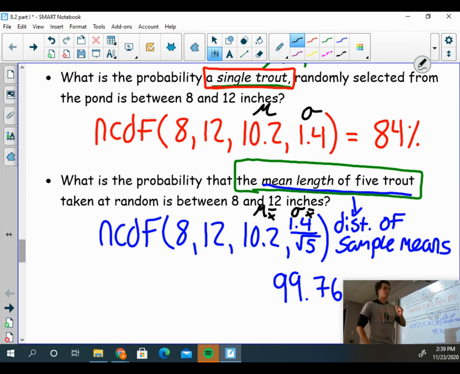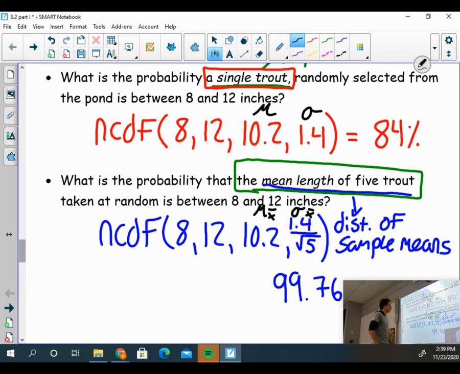Theorem 1 says if the population's normal, the distribution of sample means is normal, which allows us to use tools like normal CDF. But we need to interpret, since we have two normal distributions going on here, the population and the distribution of sample means, which one they're asking us questions about. And that will come from the phrasing of the question.